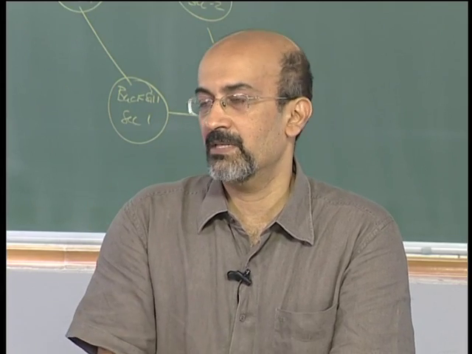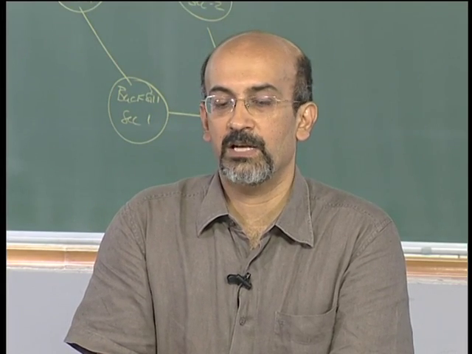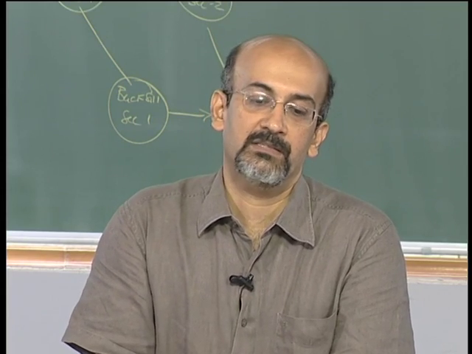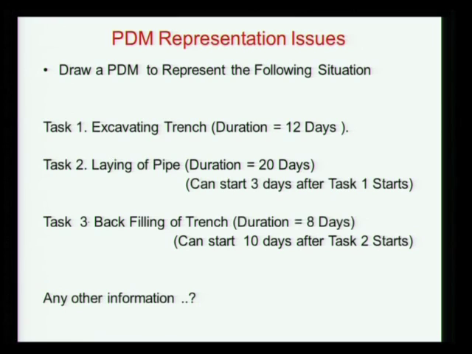Now we have represented it earlier using an activity on node, and we had to split the activities, but let us take this and see how we can represent it using PDM. Can you work on it for a couple of minutes and then we can discuss it. So how many activities? 3 activities. Start to start relationships. Okay, people still working on it?